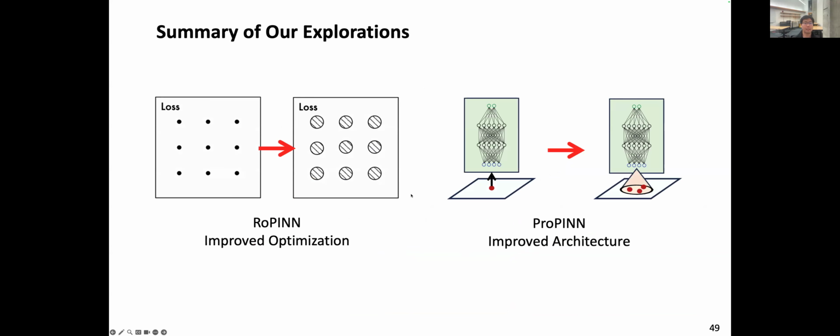I think PINN is a very good formalization, but just like deep neural networks, when it was first proposed, it didn't work. We needed to add a lot of features, like residual learning, the transformer, or scaling, to make that paradigm work better. So my previous research mainly focused on how to make the PINN framework work better. I did two explorations. The first is RoPINN to improve the optimization. The second is ProPINN to improve the architecture, which can partially solve the underlying issues of PINNs.